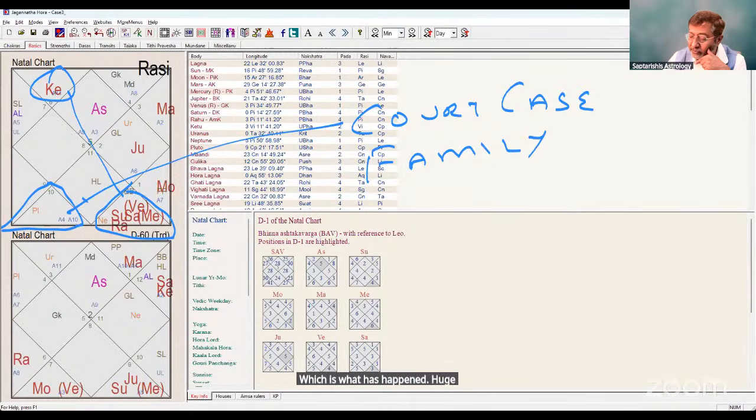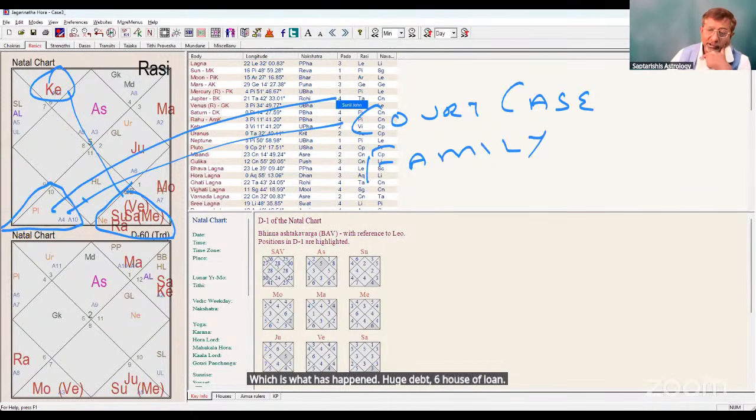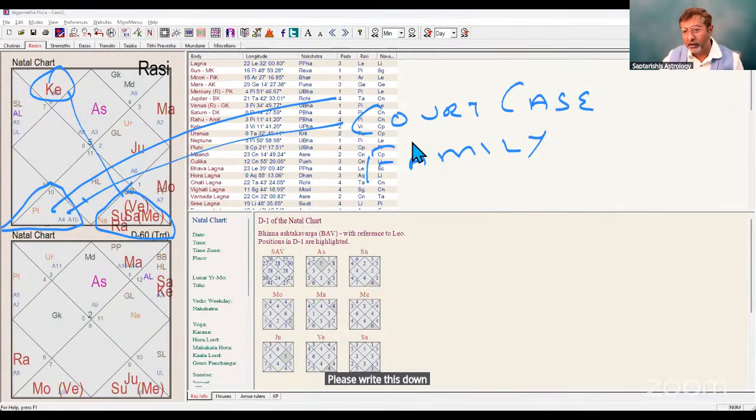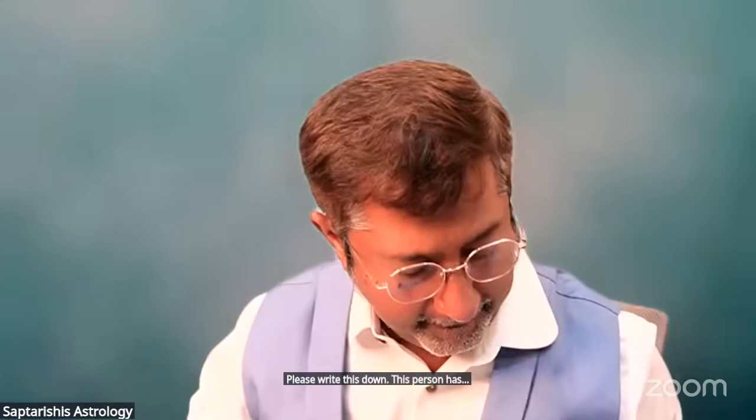Huge debts, 6th house of loan. Huge debts. The word debts have been used. Are you all getting it, everybody? Please write this down. This person has, in previous life, he has the Pishach yoke. This person has some spirit problem.